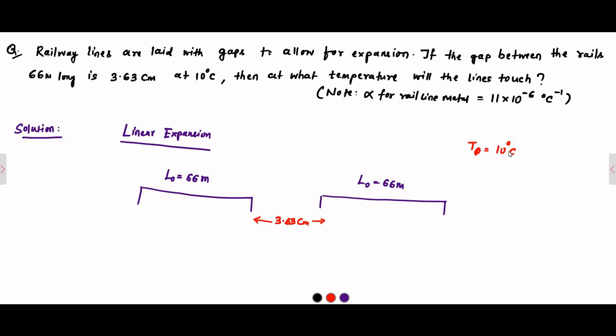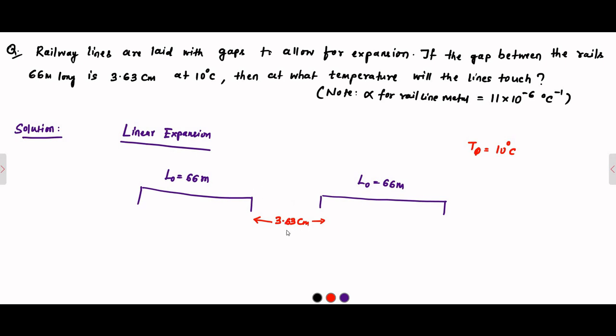So as the temperature increases, each of these rails will expand linearly as per this linear expansion coefficient, and the expansion will happen for both the rails. So the gap between the two rails will be filled when both the rails expand by half the length of the gap between the two rails.